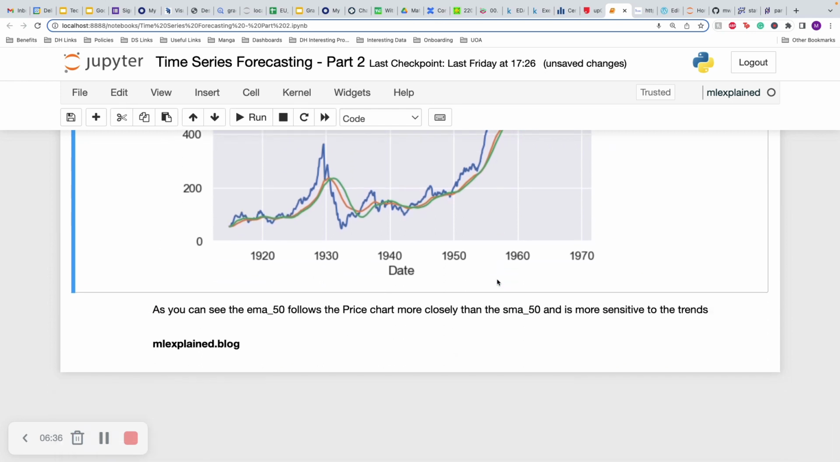Hopefully this made it a bit clearer how you can calculate simple moving average and exponential moving average using pandas, and what the difference between them is.